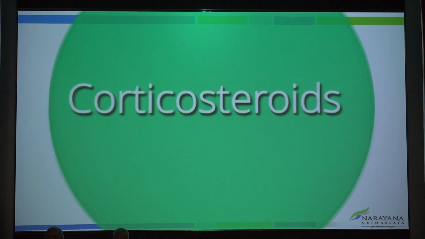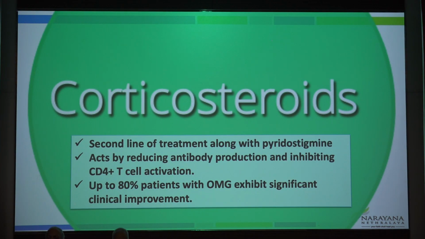Then comes corticosteroid, which is the second line of treatment, along with pyridostigmine. It is up to 80% good in OMG, exhibiting good response, and can be combined with pyridostigmine. And there's an EPITOME study in which they have shown that by gradually increasing 5 milligram, there is a good response in those in whom prednisolone was given against those who did not get. And they found about 15 milligram per kg was the best dose to get the best results.